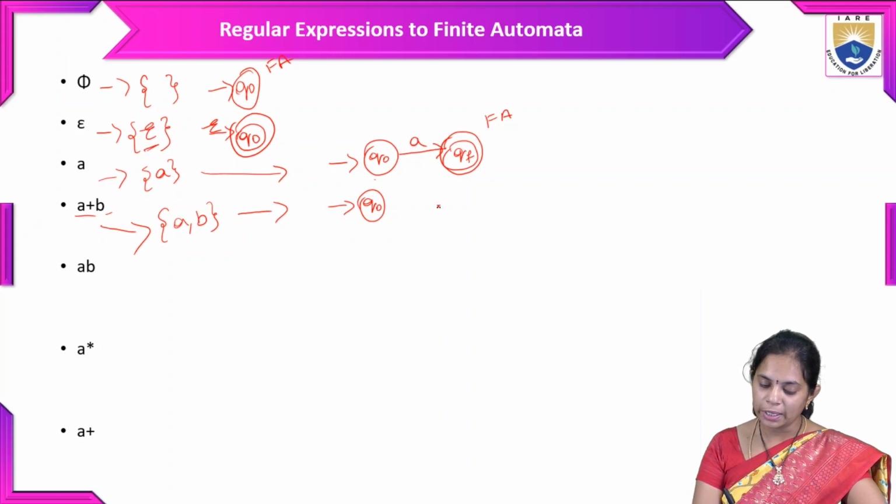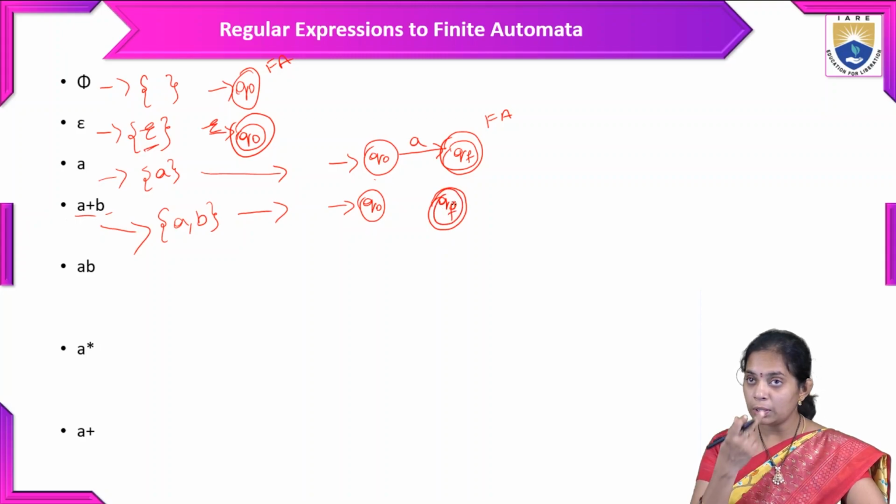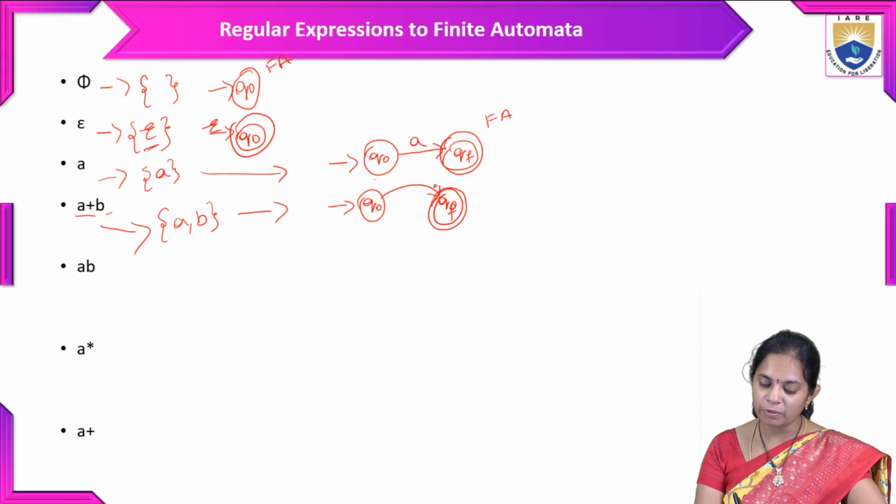So I can write it with one initial state and one final state. Here we need to give two input values. With a as an input symbol, it is reaching the final state, and also if you give b as an input symbol, it is also reaching the final state.